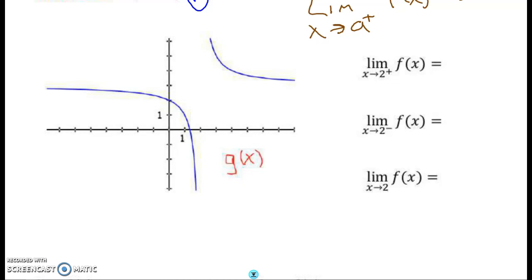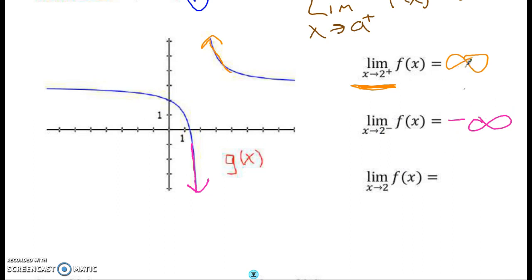Okay, let's do one more in these last 2 minutes because I'm about to run out of time. All right, the limit as x approaches 2 from the right side. So I'm coming from the positive side. That looks like it's going towards infinity and beyond. As x approaches 2 from the negative side, so from the left side, we're going down, down. That looks like it's going to negative infinity.